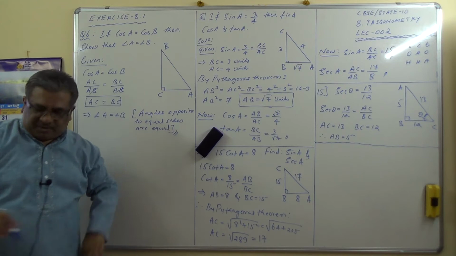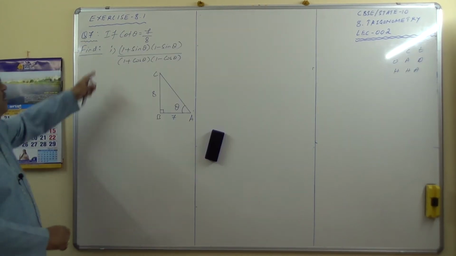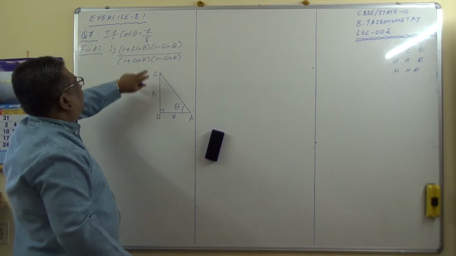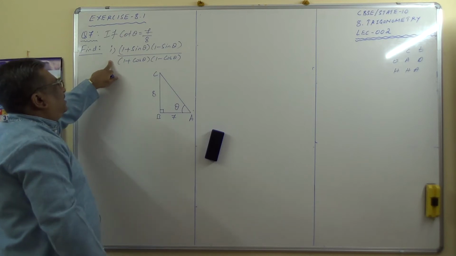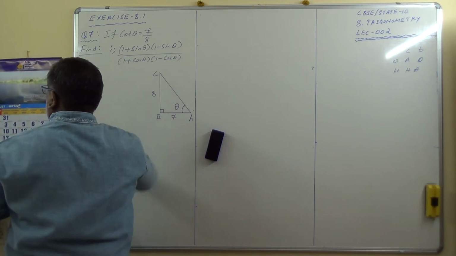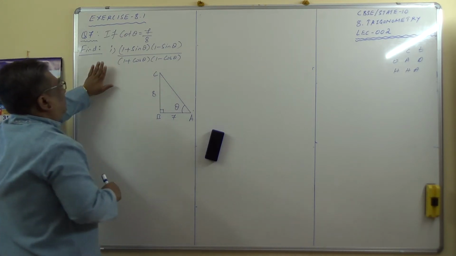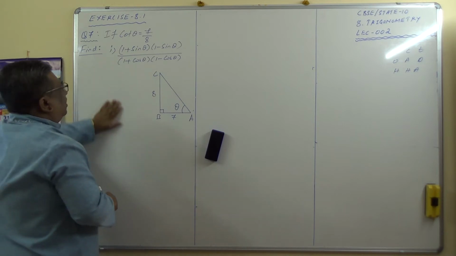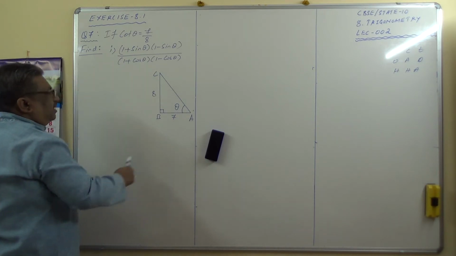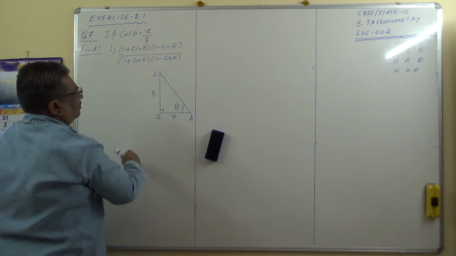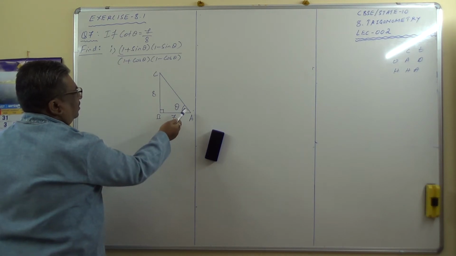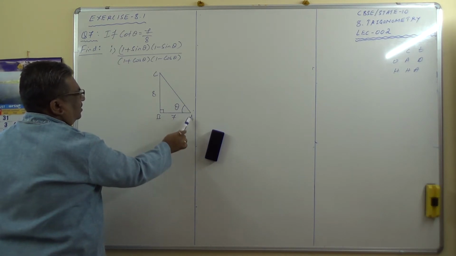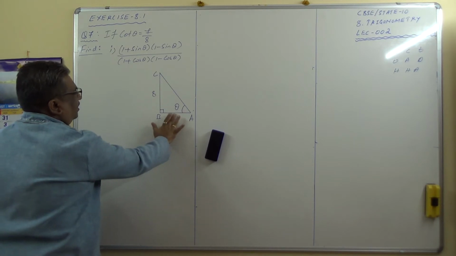So up till question number 6, please make a note. I'll take up further questions. If cot theta is 7 by 8, find this one. There are two parts here. First question is this one and second is cot square theta. We need to find out cot square theta. To do this, let me draw the diagram here. And this angle A is assigned as theta here.